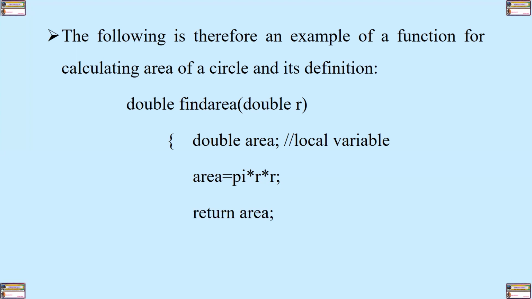Once we have computed, this statement here means return area. It means pick the value in the memory location called area, pick that value, and return it to the caller. Return it to the caller. And who is the caller? The main function. Simply, it is the value that we're supposed to return.